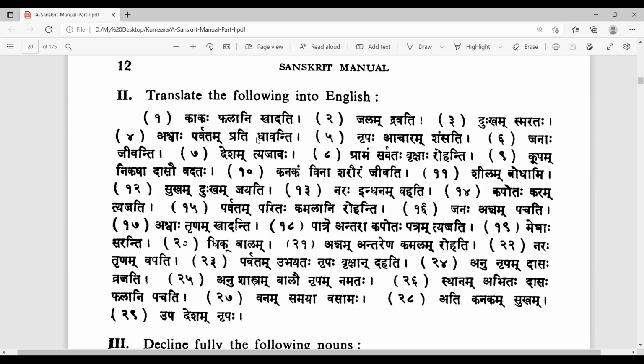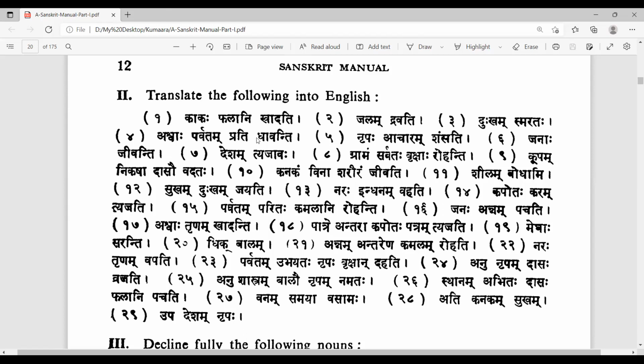So I don't understand the meaning. What is patre antara? It means between the vessels. Two vessels are there, and between the two vessels the pigeon drops a leaf. That is what the sentence says. Patram is the direct object. Don't take it as saptami. Okay, it's a mistake.